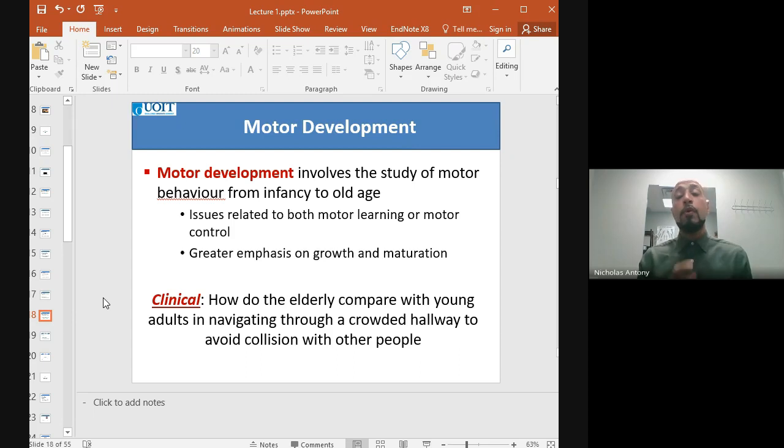Awesome. Motor development is a whole other course. It's looking at motor behavior, how that changes from infancy to old age. That would be another course that I think you guys are taking right now.